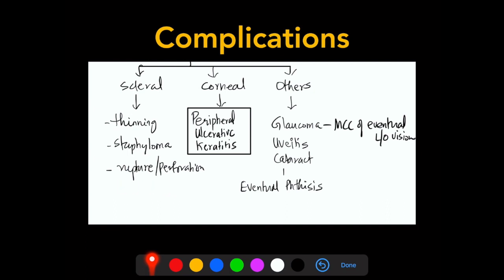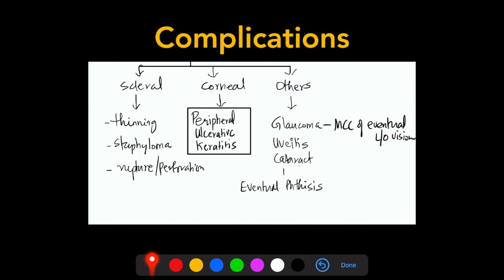But the most important visually threatening complication is going to be peripheral ulcerative keratitis. So corneal inflammation or sclerokeratitis picture, or this PUK, is going to be the most important visually threatening complication. But the most common cause of eventual loss of vision is glaucoma.